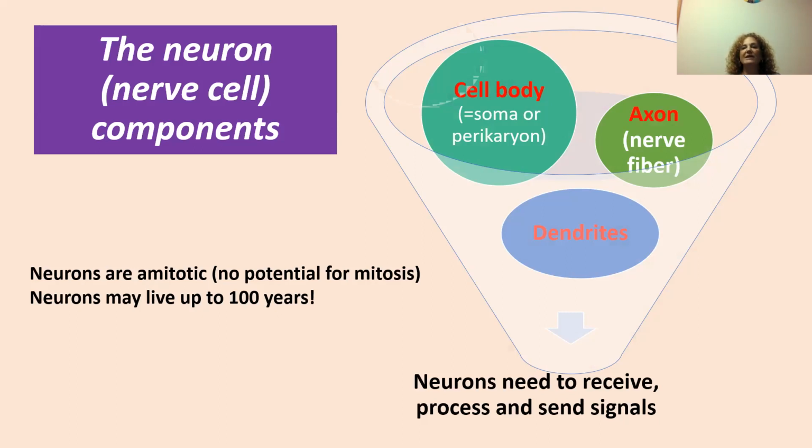Now, one of the important things to note about a neuron is it's amitotic, which means it does not have the ability to enter into the mitotic cycle, which means that they don't proliferate or repair. So once a neuron is damaged, it's usually permanent, but neurons are also quite durable and they can last from birth to death. In other words, a single neuron can exist for up to or over 100 years.